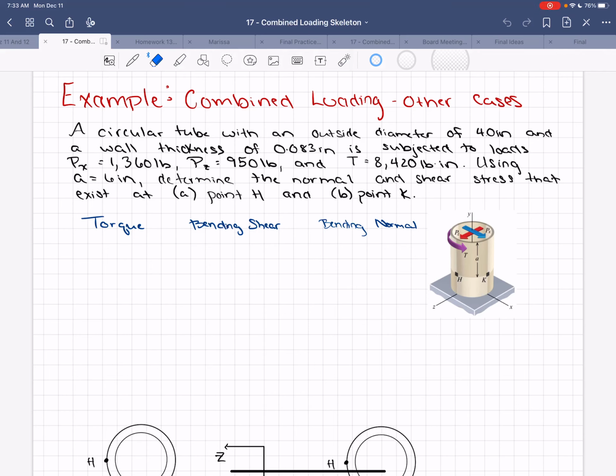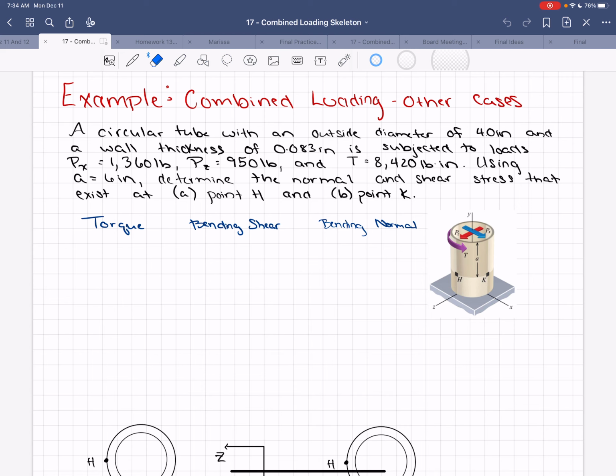All right, here's one more example of general combined loading. This one's nice, it's a little easier to see. So we have a circular tube with an outside diameter of 4 inches, sorry, not 40.